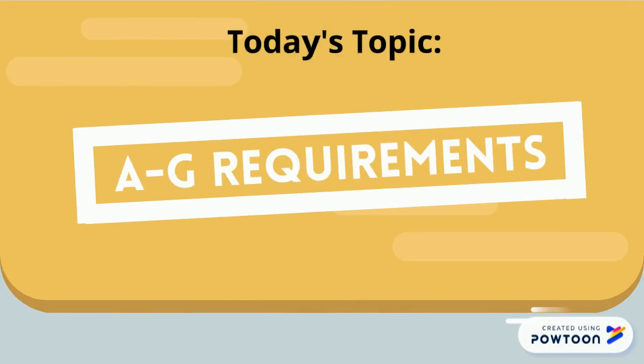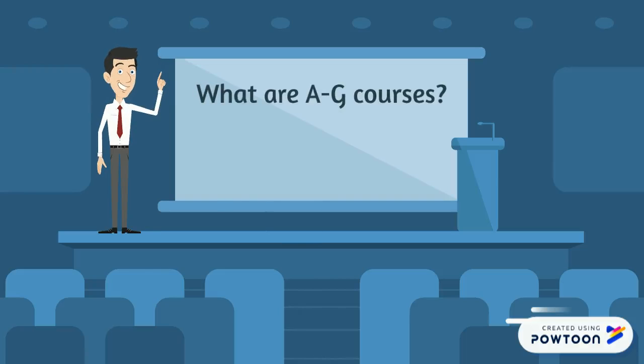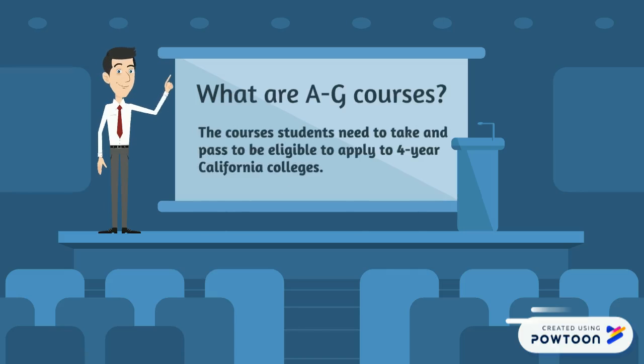Today's topic, every counselor's favorite, A through G requirements. So what exactly are A through G courses? Well, A through G courses are the list of classes that students need to take and pass to be eligible to apply to a 4-year California college.